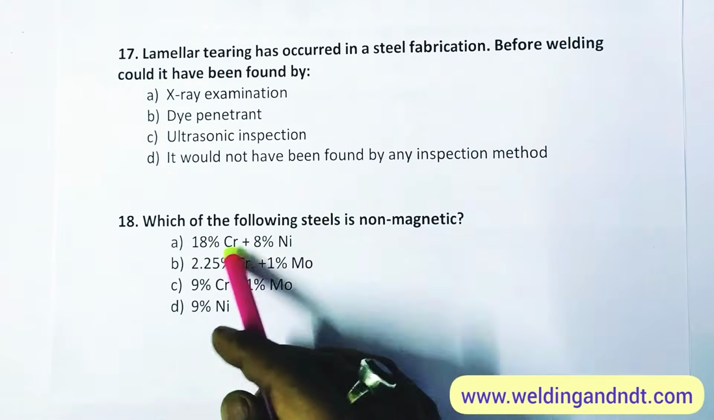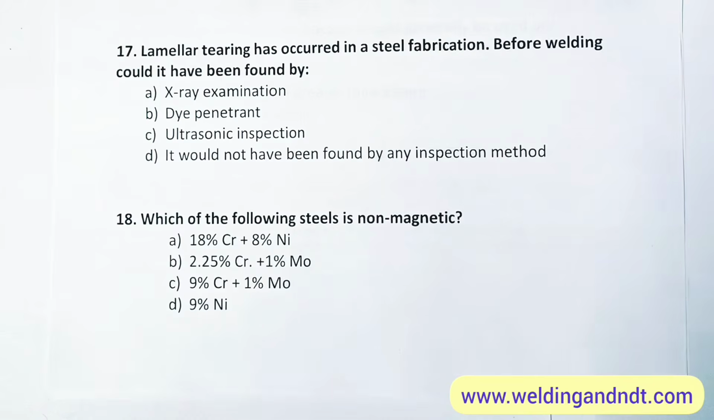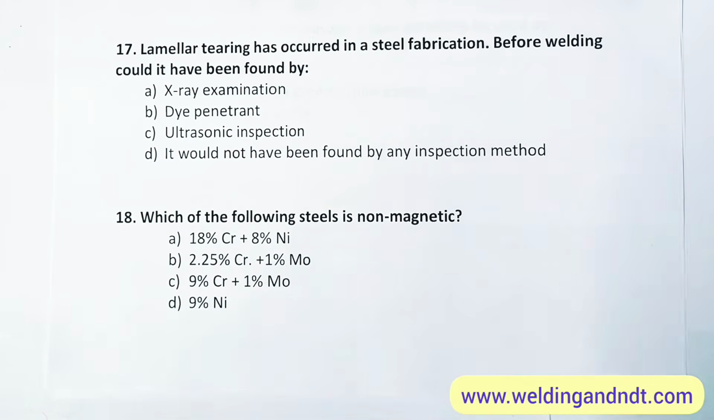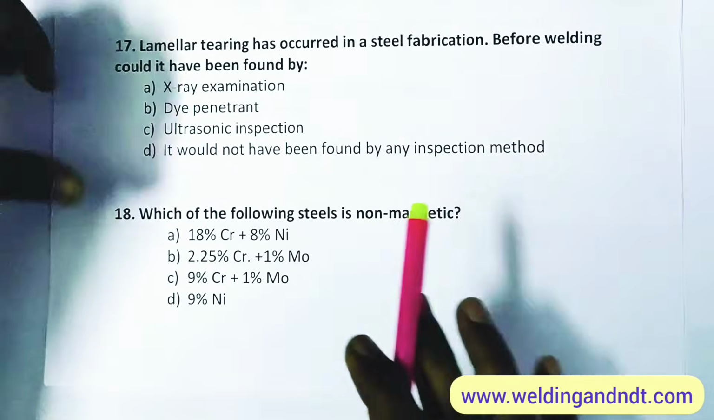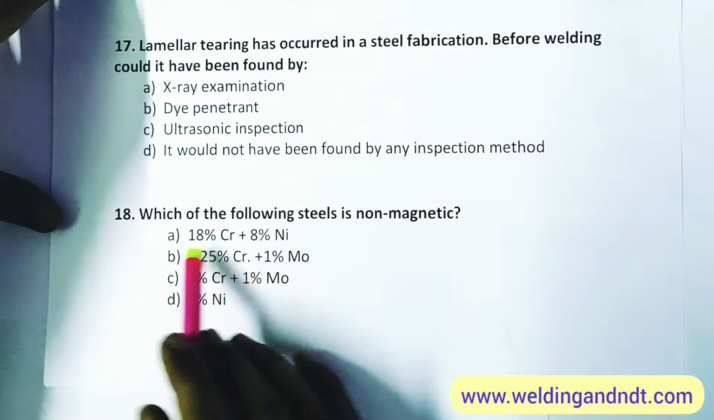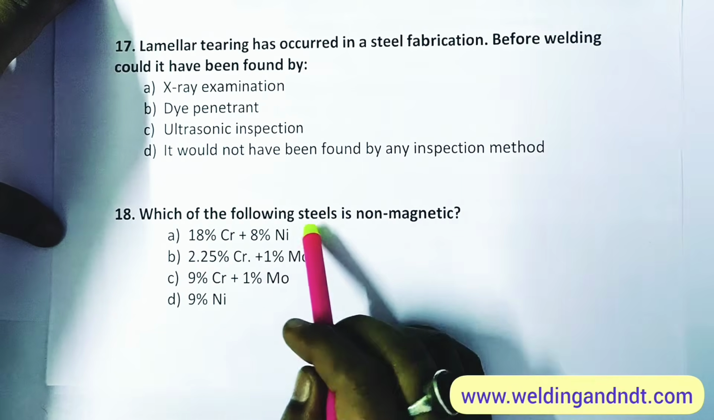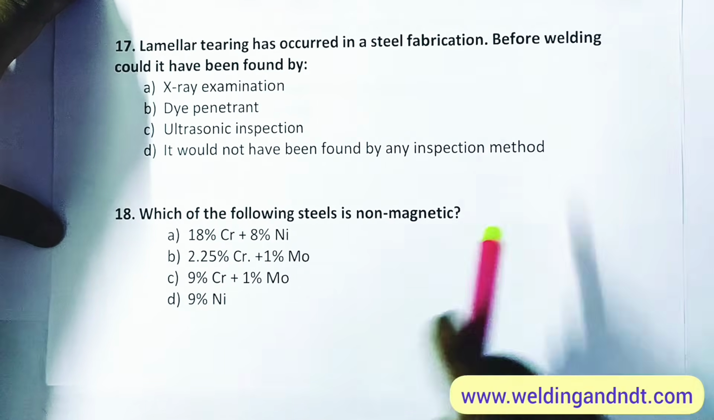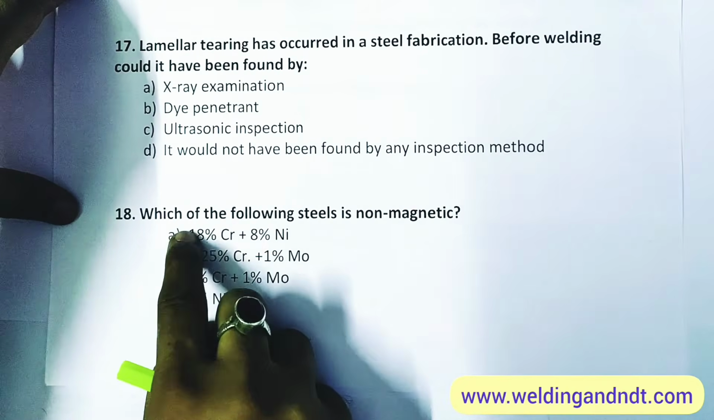Now next question, which of the following steels is non-magnetic? If you have a bit of idea about steel, then you can answer, but here for the timing I'll give you the answer, and later on in the material section I'll explain this also. 18% chrome plus 8% nickel is nothing but austenitic stainless steel. I've told you earlier that austenitic stainless steels are non-magnetic, hence the answer is A.